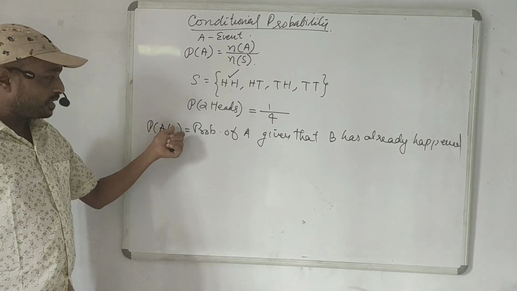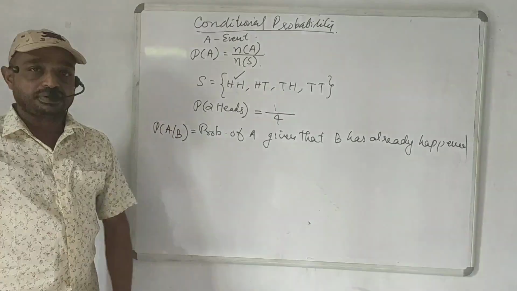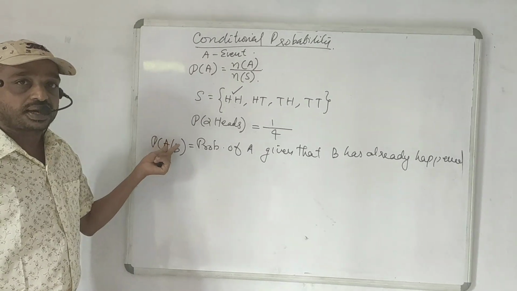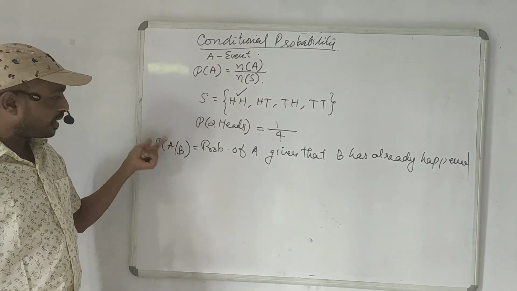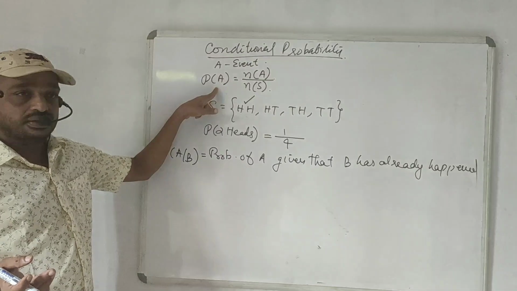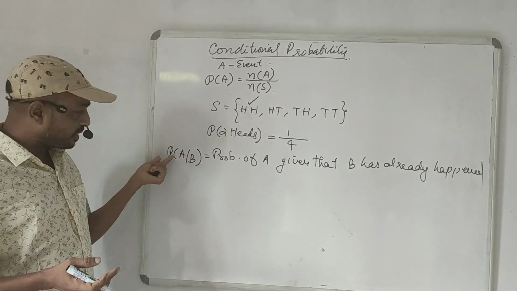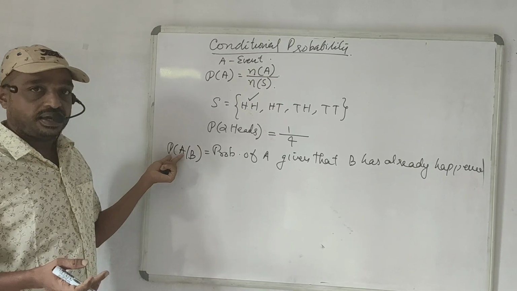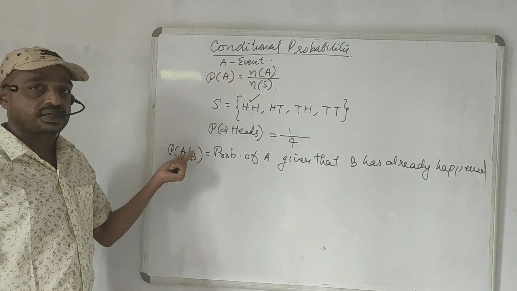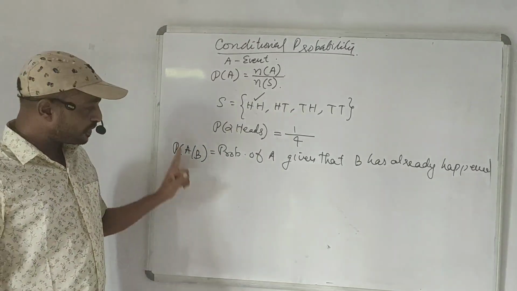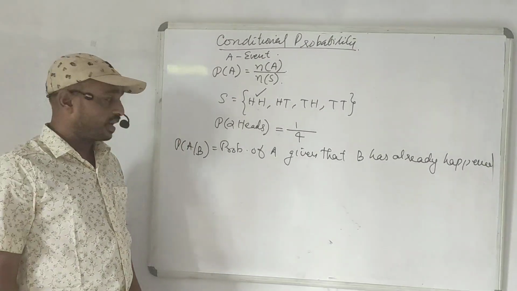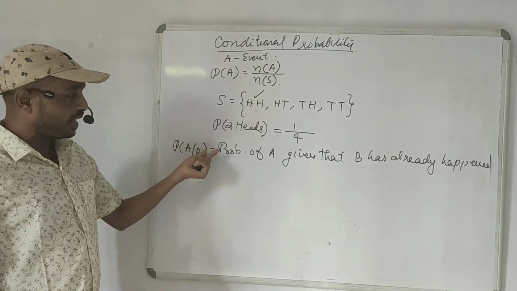P of A given B means the probability of the event A happening given that B has already happened. So here, what is the condition? The condition is that the event B has already happened. So what is the distinction between P of A and P of A given B? P of A simply means the probability of the event A happening. No condition is given there. But here it is the probability of the event A happening given that the event B has already happened. That is the meaning of P of A given B.